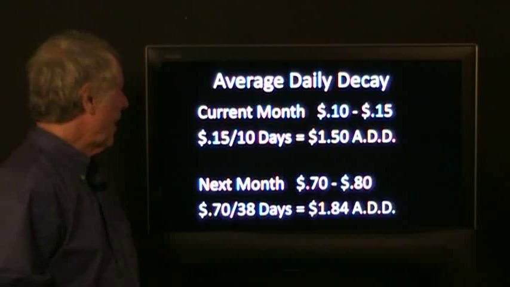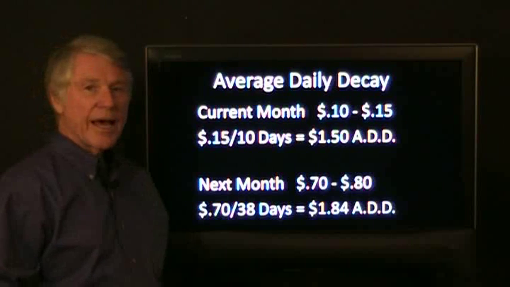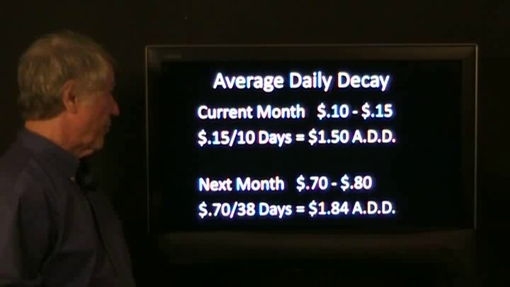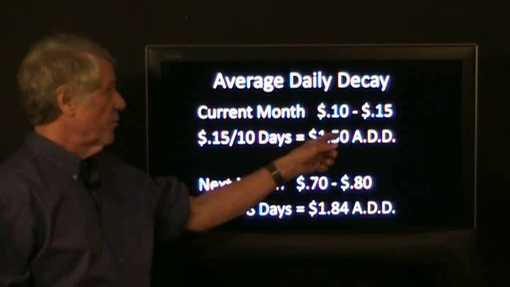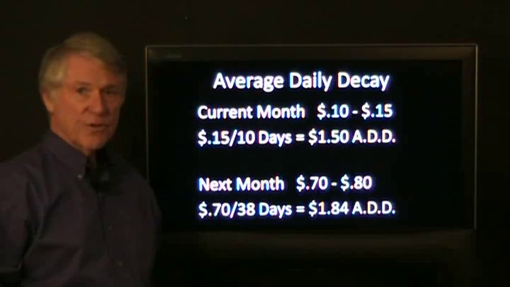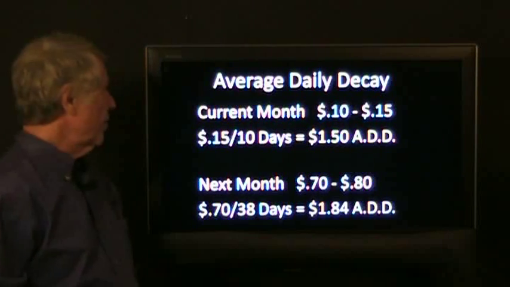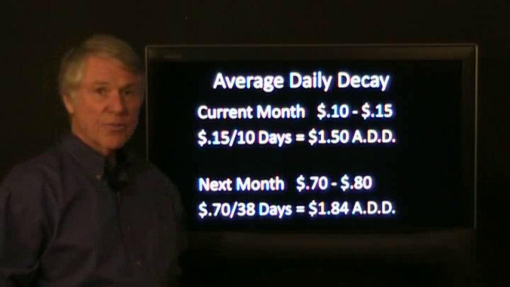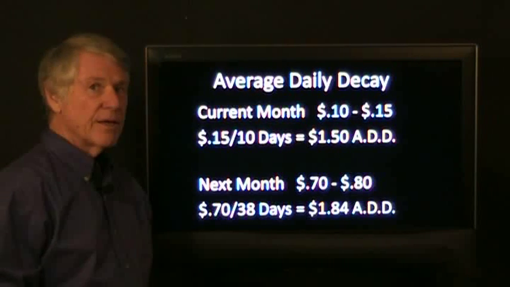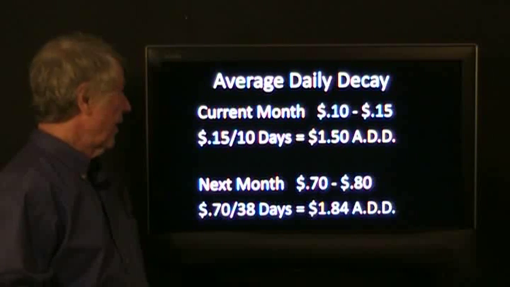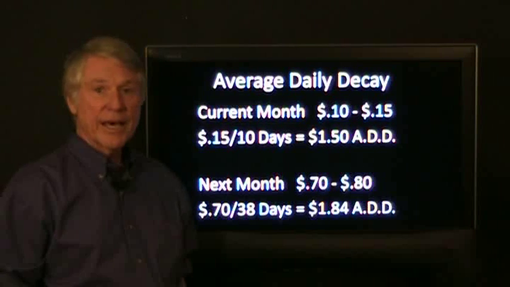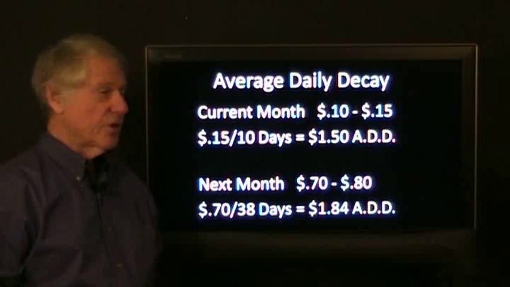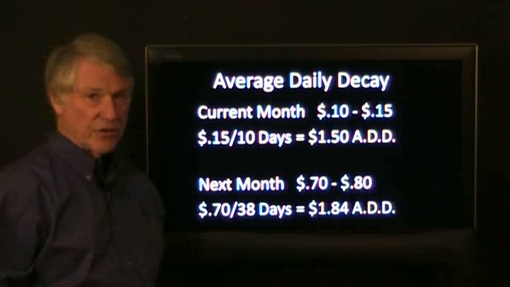You do this by looking at the bid and ask price of the current month option. In this case, it's bid 10 cents, ask 15 cents. You divide the number of days into the ask price, because that's what you're going to have to pay to buy that option back, and determine that the average daily decay of the current month option is $1.50.